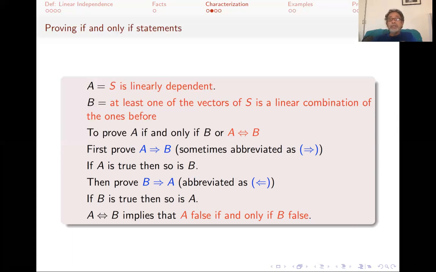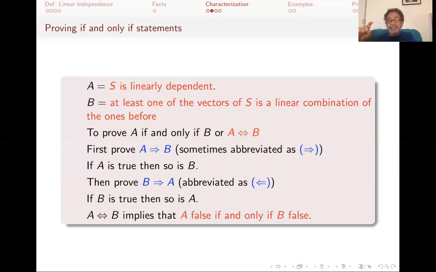Why is that? Well, because if A was false, but then B was true, then from what we had proved before, if B is true, then A is true, but A was false, so B must have been false, and the other way around. So if you prove A is true if and only if B is true, then you've also proved that A is false if and only if B is false.